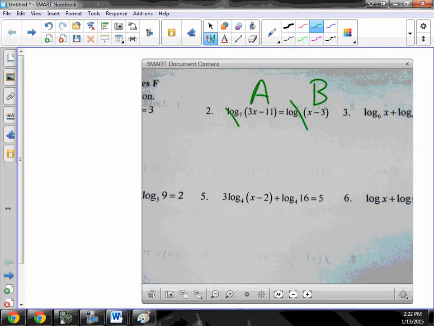Now, Tom Hansen affectionately calls this dropping a log. I don't know what he means by that, but he thinks it's really funny. So, why don't you go ask him?